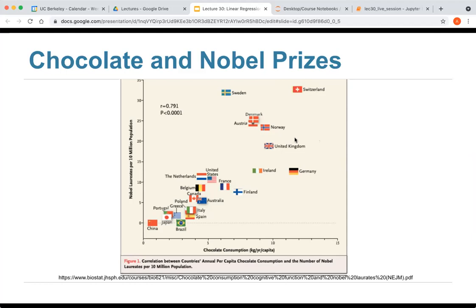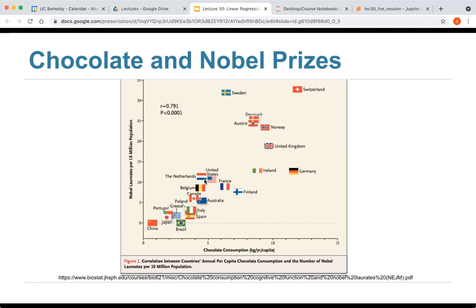Okay, so shall we look at the variables? Chocolate consumption per capita. Maybe the Swiss eat a lot of it. They certainly make a lot of it. How about the Nobel Prizes? Is it the number of Nobel Prizes that they're measuring? What's on the vertical axis? It is not the number of Nobel Prizes. It is the number of Nobel Prizes relative to population size, per 10 million population.